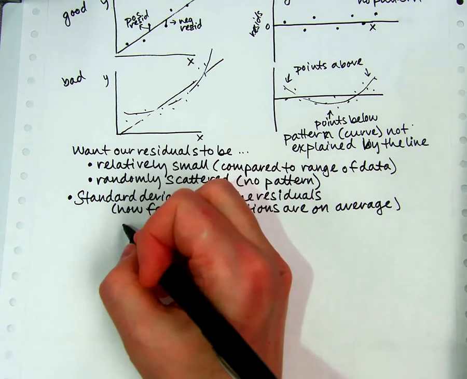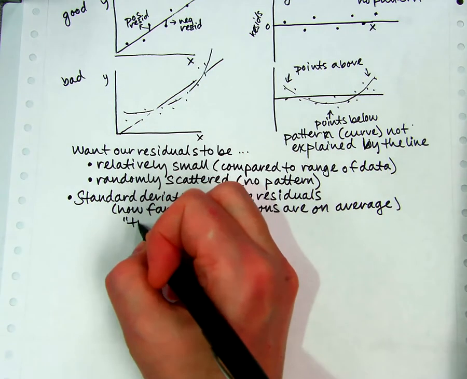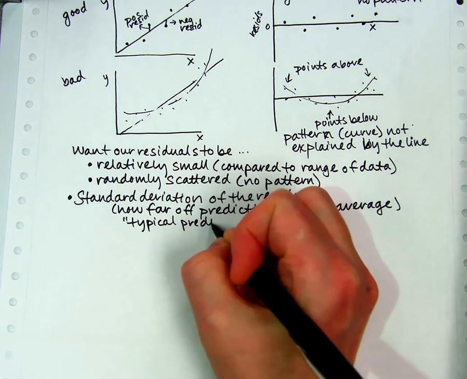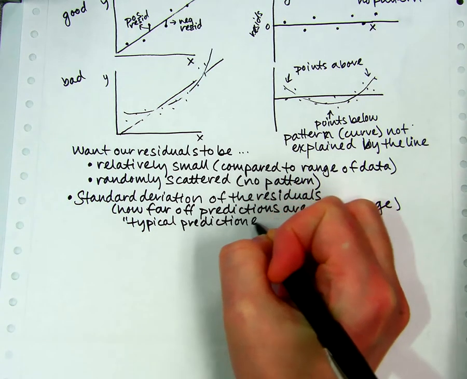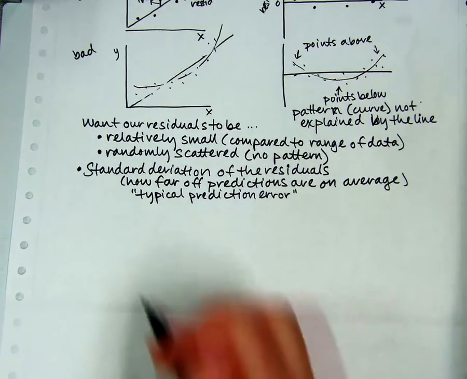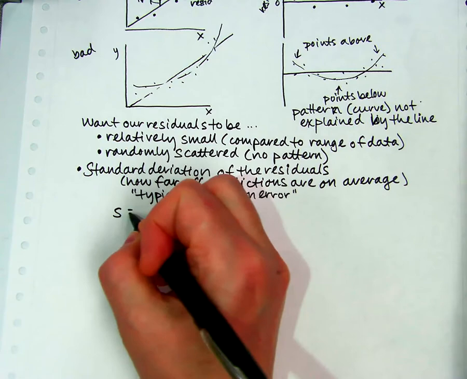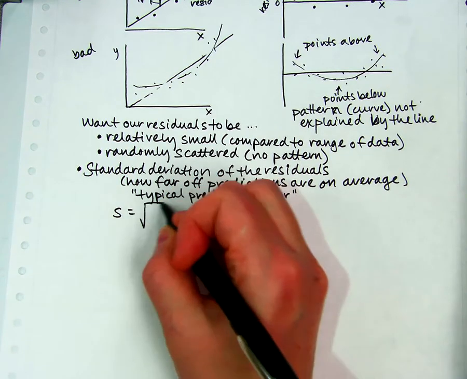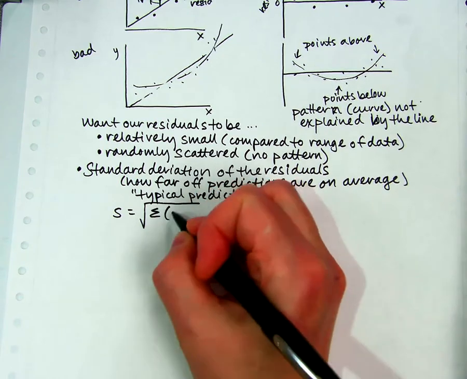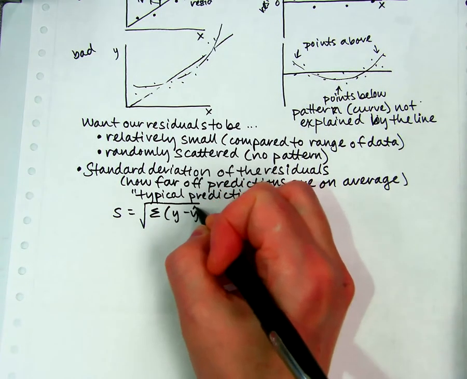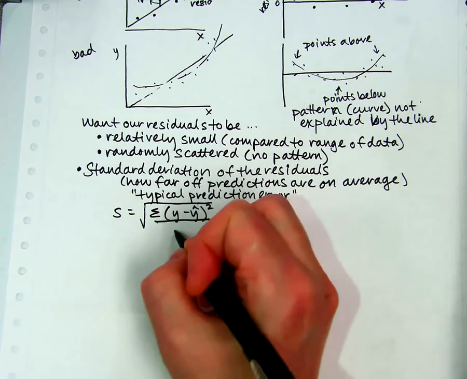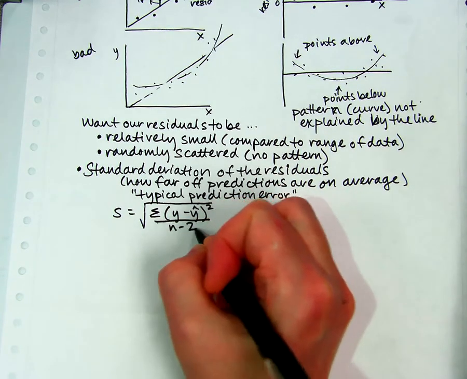Or you could also call it a typical prediction error. And the formula is a little bit fancier than the usual standard deviation formula. It's still called S, but I'll go ahead and give you the formula, but I'm going to tell you that you're usually not going to use this formula. It's the sum of all the y's minus y hats. Those are the residuals. You square them, you add them together, you divide by, this time it's n minus 2 instead of n minus 1.